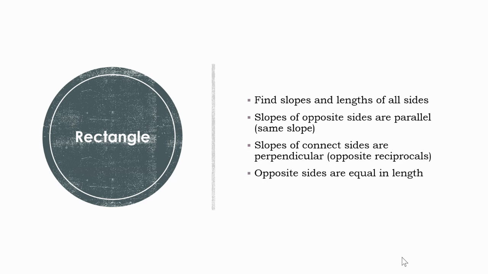A rectangle, same idea. Find the slopes and lengths of all the sides. The slopes of opposite sides are parallel. The slopes of connected sides are perpendicular. And opposite sides are equal in length. So you'll have two answers: the lengths, the opposite sides, will be the same distance, and your widths, the other opposite sides, will also be the same distance.